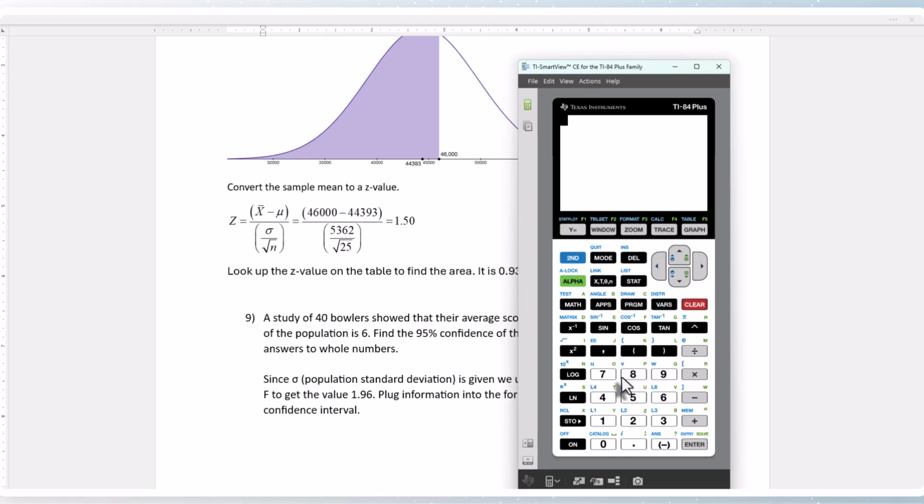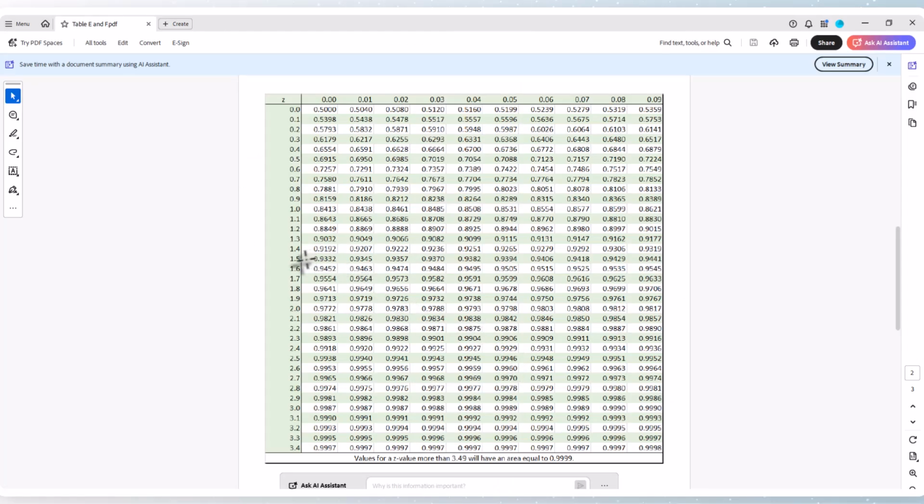We'll type it in the calculator. I like to use parentheses. 46,000 minus 44,393, close the parentheses, divided by parentheses 5,362 divided by the square root of 25. We round to two places, so it rounds to 1.50. We look up the area, so 1.50 is 0.9332.